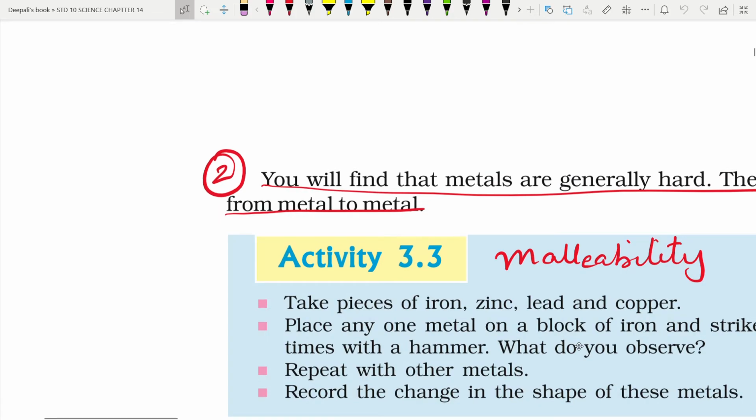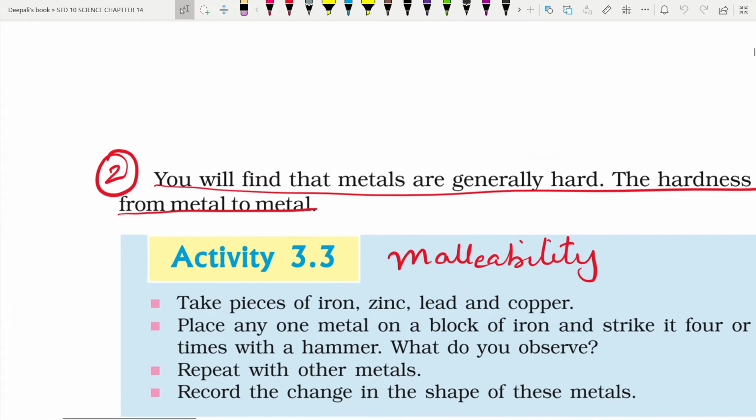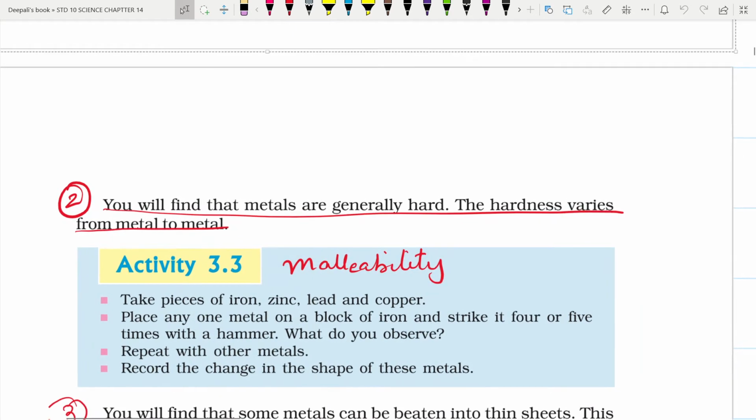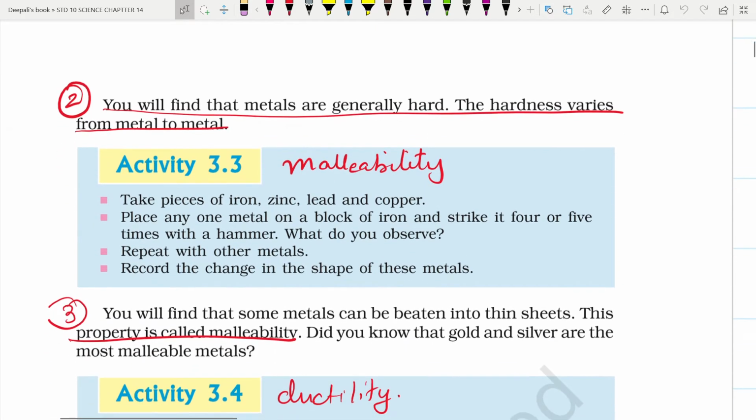What do you observe? You will find that metals are generally hard and the hardness varies from metal to metal, except for sodium and potassium, which can be counted as soft metals because they can be easily cut with the help of a knife. Now let us see malleability.